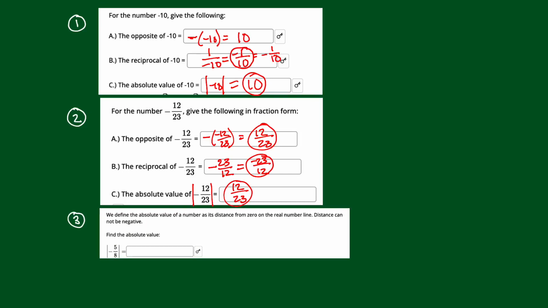In problem 3, it says we define the absolute value of a number as its distance from 0 on the number line. And distance cannot be negative. You're just counting the number of units you are from 0. So find the absolute value of this number. Right, so how far is negative 5/8 from 0 on the number line? Well, here's 0 on the number line. Negative 5/8 is over here. How many units between negative 5/8 and 0? 5/8. There's 5/8 units. So I'm going to claim that the answer to this part is 5/8.